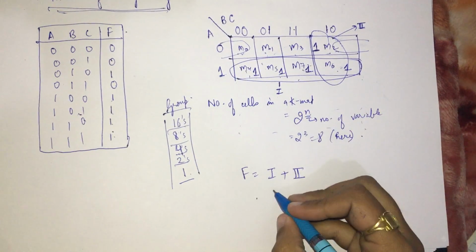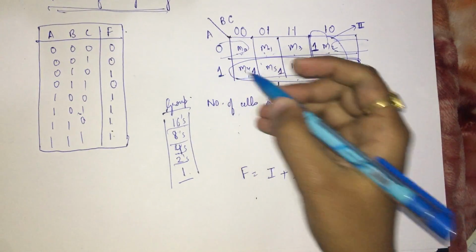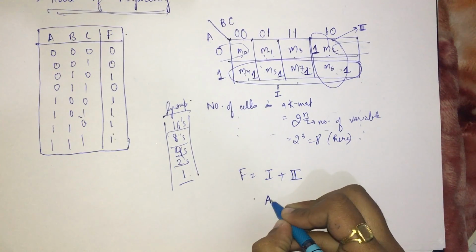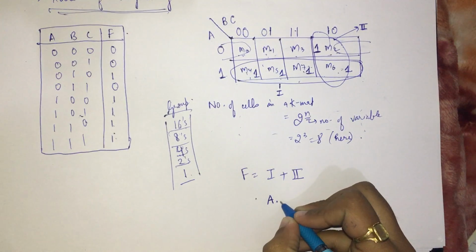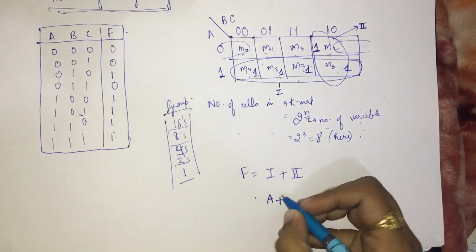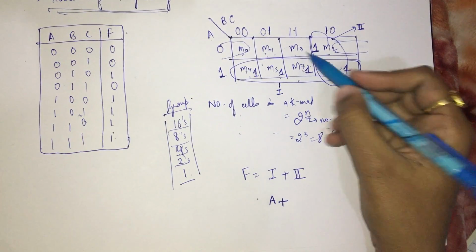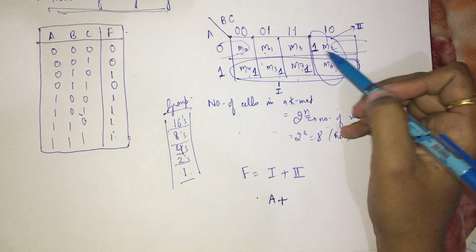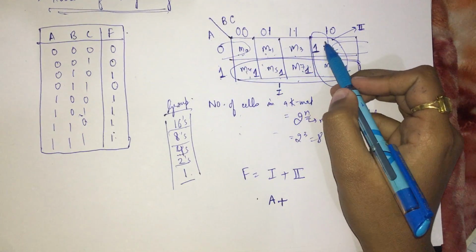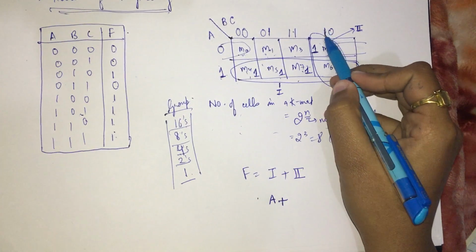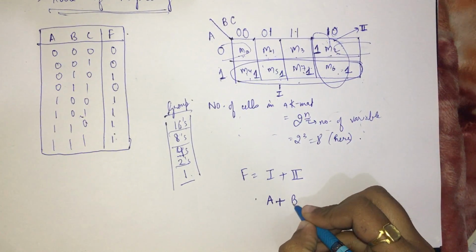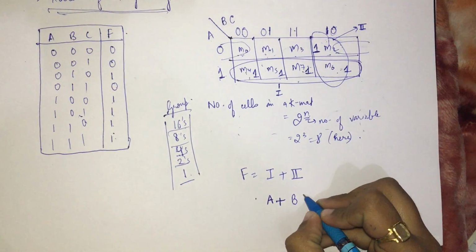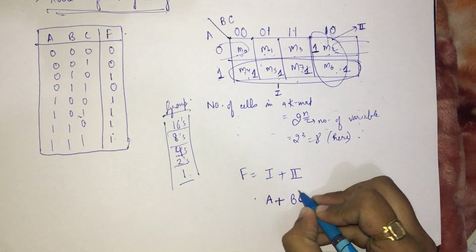So the value of A is equal to 1, so we will take A. B and C are changing, so they will not be taken. Plus. Now in this group, the value of A is changing from 0 to 1, so we will not consider A. But the value of B and C is constant, that is B is 1 and C is 0. So B is 1, we will take it as B, and since C is 0, we will take it as C complement.